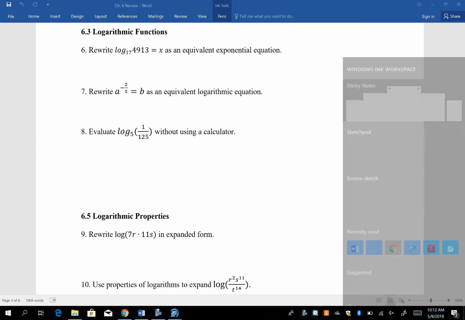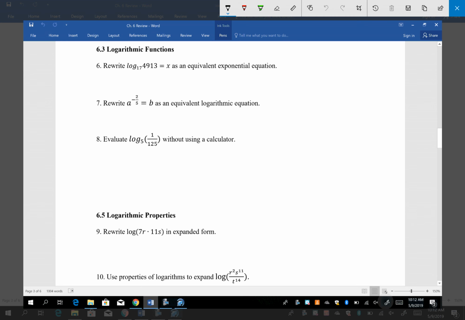All right, number 7 is going from an exponential equation, and they want us to rewrite it using logs. So I'm going to write down log. What is the base? There's no 5, hold on. It's negative 2/5. There's no 10. The base is a. This is the base of an exponential equation. What comes next? Log base a of b equals the exponent. That is it.